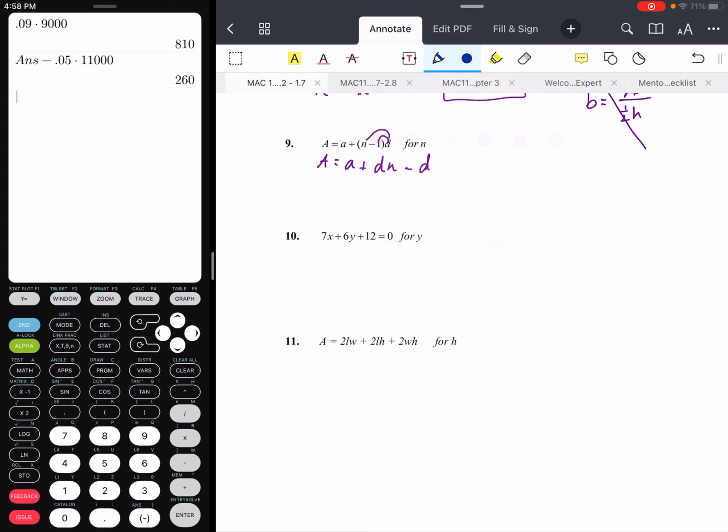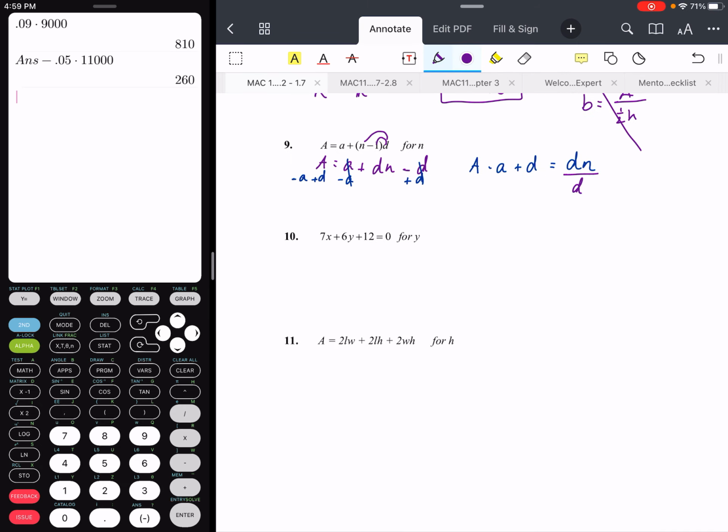Now solving for n, first I can subtract away my lowercase a, and I'll add my lowercase d to both sides. So now I have big A minus little a plus d equals d times n. And then as a final step, since we're solving for n, divide by d. And I'm going to divide by d all the way across that left-hand side. So there's my final answer.